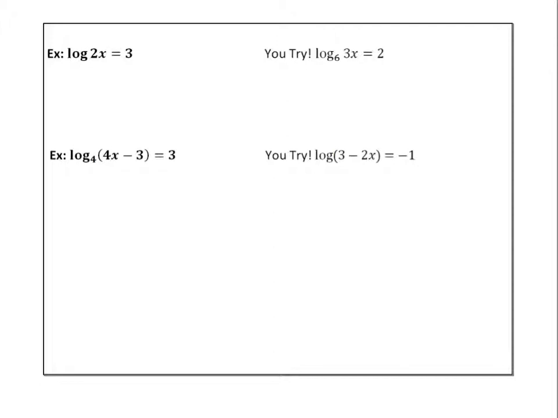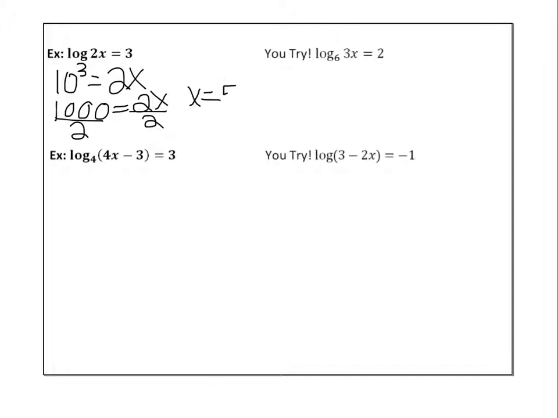So our first example here says log of 2x equals 3. Now, remember, when there's not a base number, we know it's a base of 10. So it's 10 to the third, because the exponent's always in the equal part, and that's equal to 2x. Well, 10 to the third, if you know it, that's great. If you don't, then you would go 10 exponent key 3, or 10 times 10 times 10, which is 1,000. We would then divide by 2. So x equals 500.